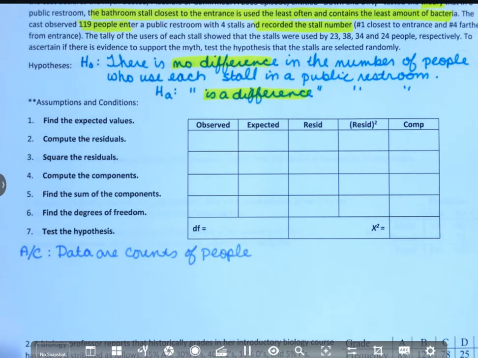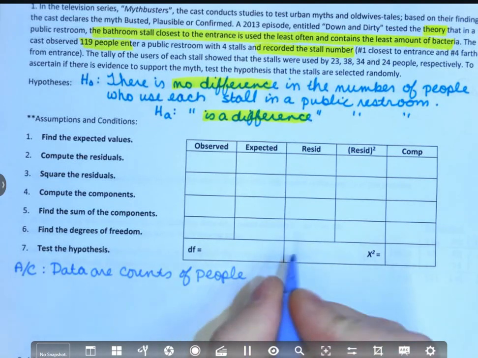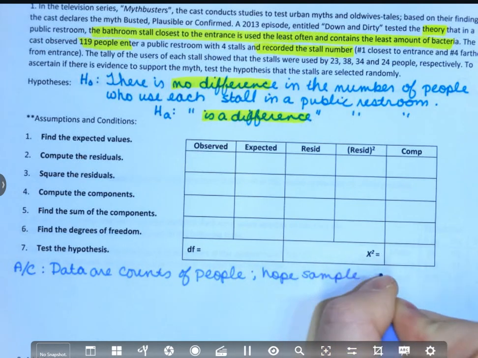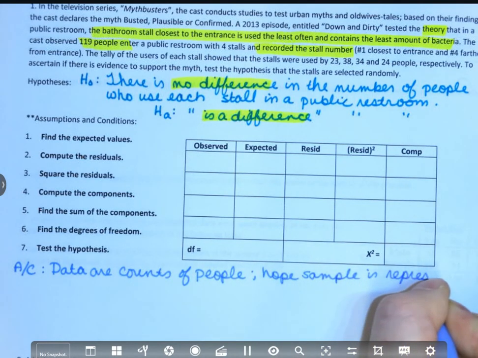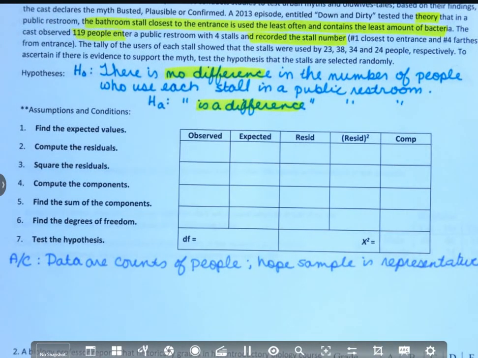I didn't pick the people randomly. I didn't assign them to anything randomly. So if we don't have random, what do we need? We hope the sample is representative. What else do I need for chi-squared? What was that last condition?